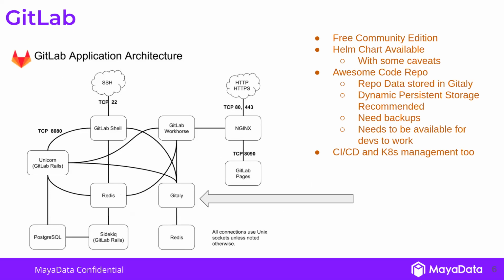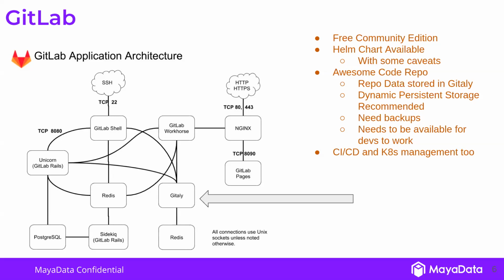Now, GitLab itself, I'll touch on a little bit. It's probably familiar to a lot of the attendees of this webinar, but it does have a free community edition with a working Helm chart. The Helm chart has some caveats, and some of those caveats are related to providing resilient storage for the Gitaly process. It's an amazing piece of code and suite of software that allows you to store repo data in this Gitaly component.